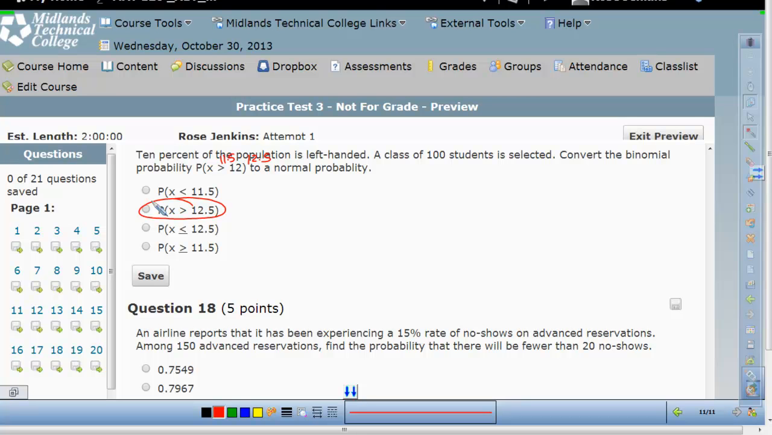If in the binomial it had said probability that x is greater than or equal to 12, then in the normal, since 12 is included, I'm going to cover the entire interval that represents 12 and go beyond it. So that'd be probability that x is greater than 11.5. Okay. And we went into a good bit of detail about that in the video on the normal approximation to the binomial. Okay, questions about that?